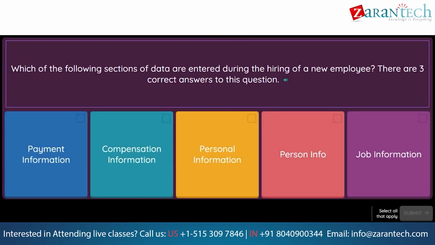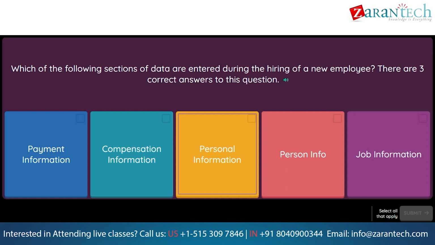Question, which of the following sections of data are entered during the hiring of a new employee? There are 3 correct answers to this question. Option 1, payment information. Option 2, compensation information. Option 3, personal information. Option 4, person info. Option 5, job information.